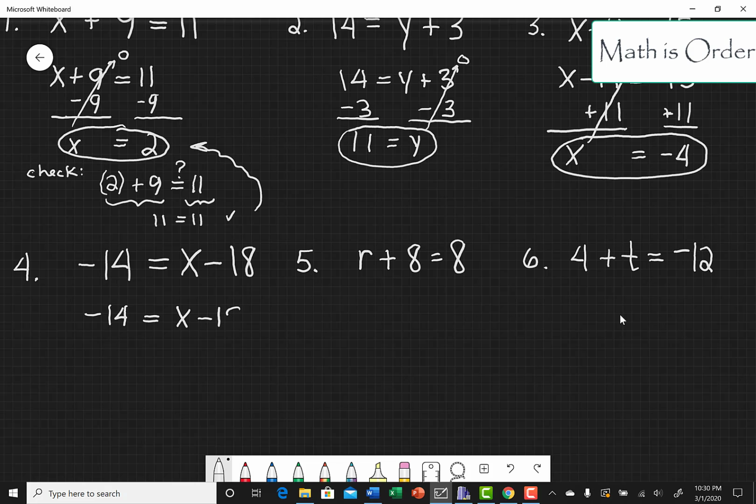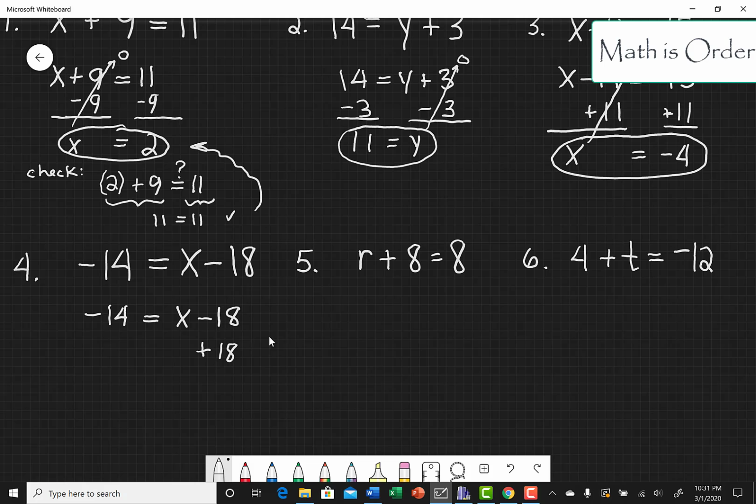Rewrite the question. Now, I want to get x by itself. X is on the right-hand side of the equation. In order to get x by itself, I have to get rid of this negative 18. So how can I get rid of negative 18? We have to do the opposite, which is to add 18.